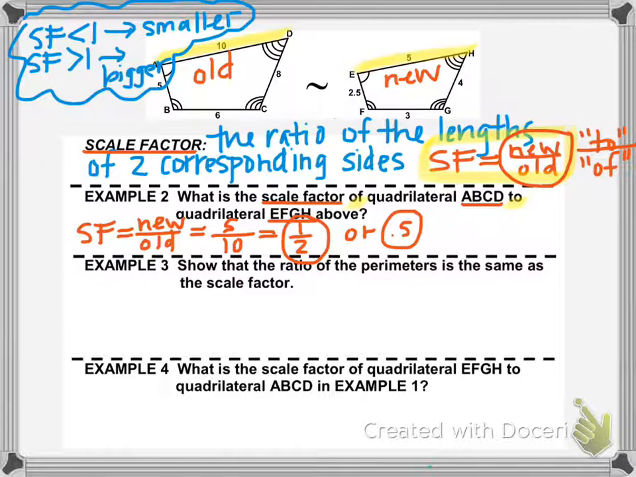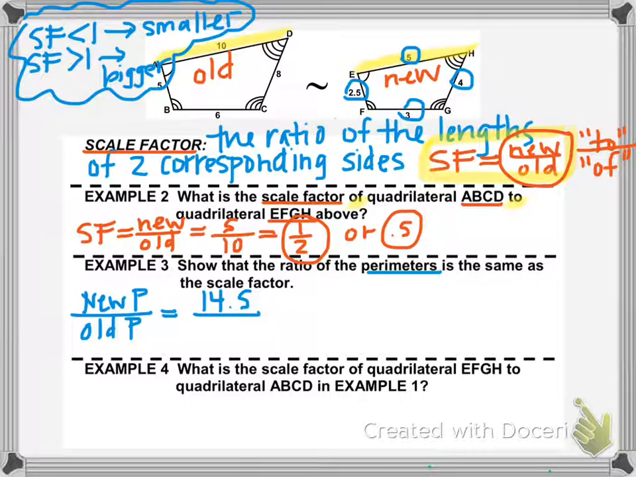Now 3 says, show that the ratio of the perimeters is the same as the scale factor. Okay, so the ratio of the perimeters. Remember, perimeter is add up all the sides. So I'm going to keep the new over the old. I just need to figure out what those new and old perimeters are. So let's do new perimeter over old perimeter. We're still making a ratio. So the new perimeter, I want to add up the 2.5, the 5, the 4, and the 3, and that's going to give me 14.5. So that's going to go on the top.